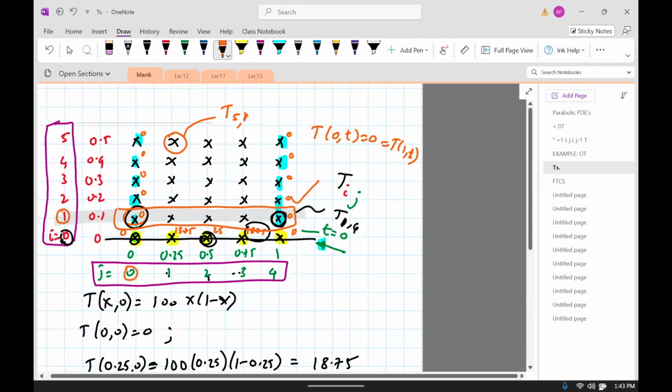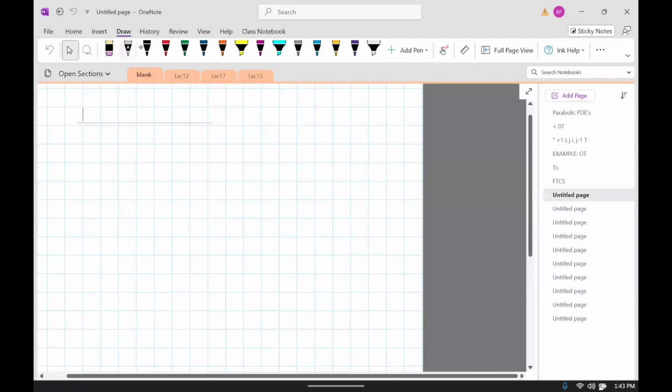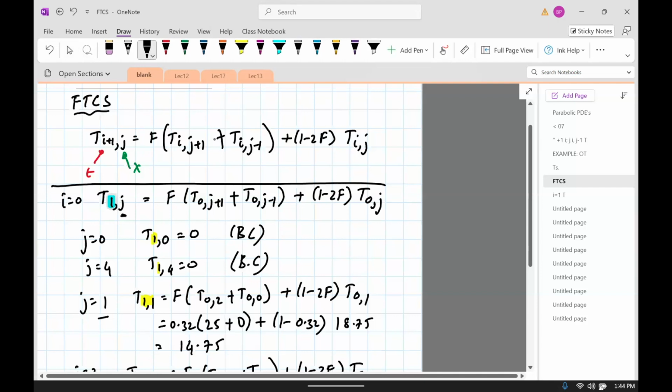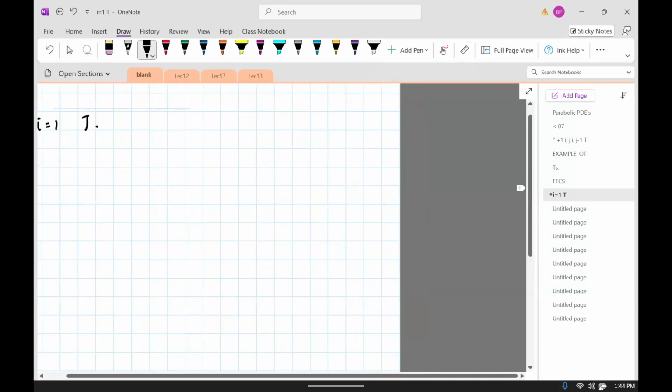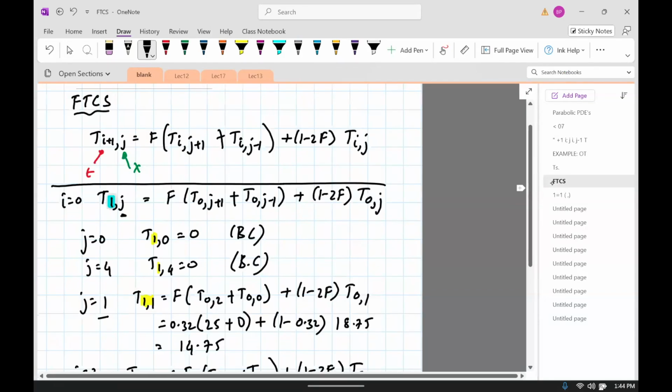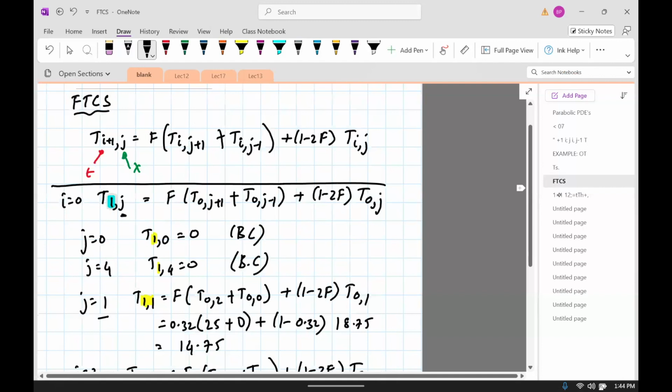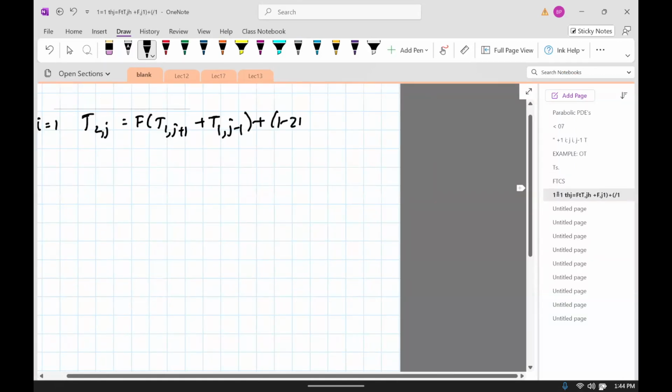Okay, so we've obtained a solution everywhere here. Done. Now you need to repeat that same thing with this part. For that, you'll have to put I equals 2. Next, we'll do this for I equals 1, which will give us, in this formula, T 2 comma J equals F times T I comma J plus 1, plus T 1, I think it's J minus 1, plus 1 minus 2f T 1j.